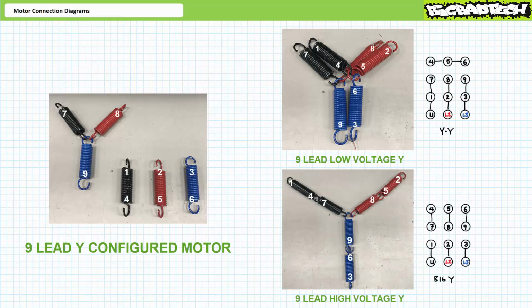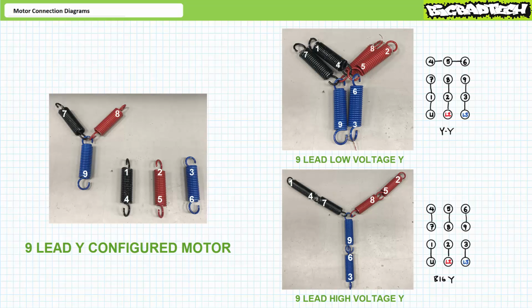In a high voltage configuration, 4 is tied to 7, 5 to 8, and 6 to 9, forming a large Y with each leg of the Y being a series combination of two windings. Primary lines L1, L2, and L3 would be connected to terminals 1, 2, and 3, where swapping any two applied phase sequences reverses rotational direction. For hopefully obvious reasons, high voltage Y configurations are sometimes known as big Y configurations.